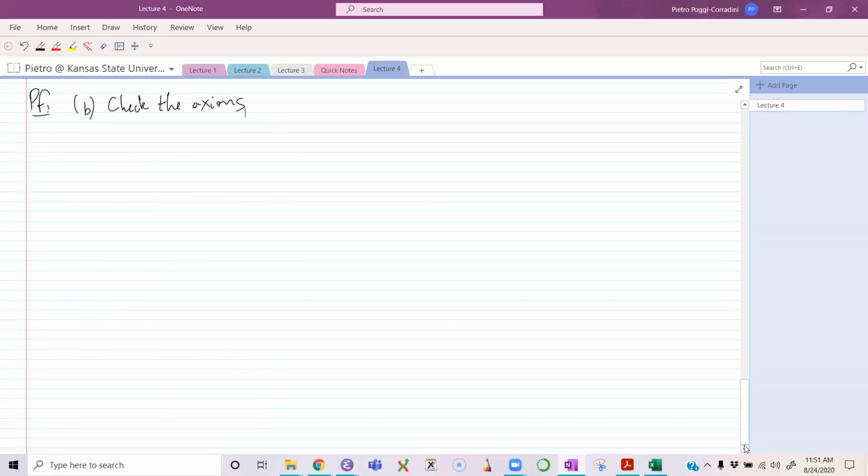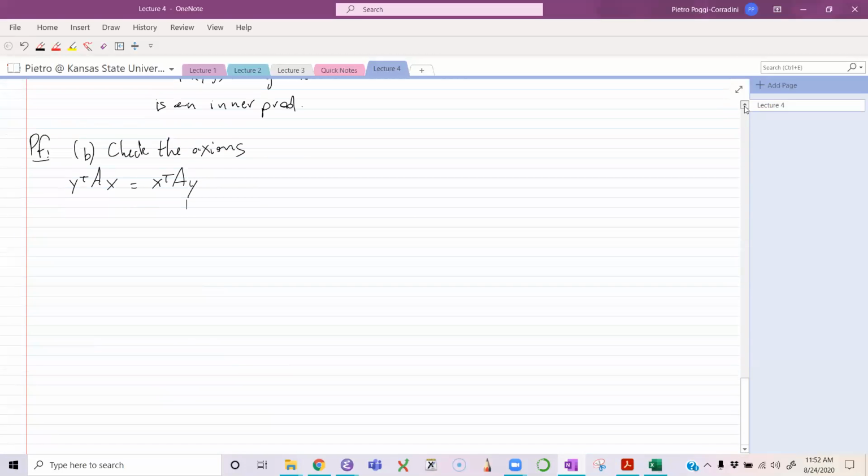Now, you might want to check a little more carefully that, for instance, the symmetry, that this is the same as this. How would you do that? How would you check that you can switch x and y here?